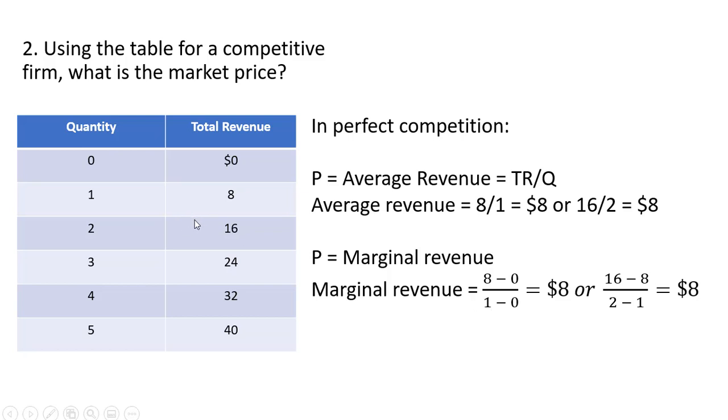We could also calculate marginal revenue as we go from 1 to 2 units of output. Same thing, as we go from 1 to 2 units of output, total revenue increases by $8. That $8 increase is marginal revenue. 32 to 40, another $8 increase in revenue. The marginal revenue of the fifth unit is $8. So the price in this example is $8.